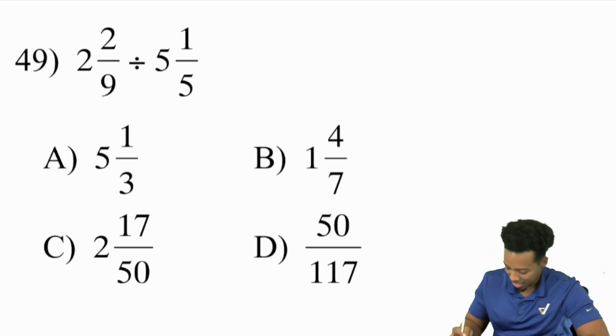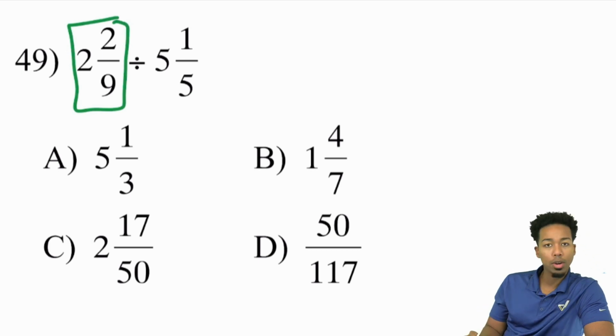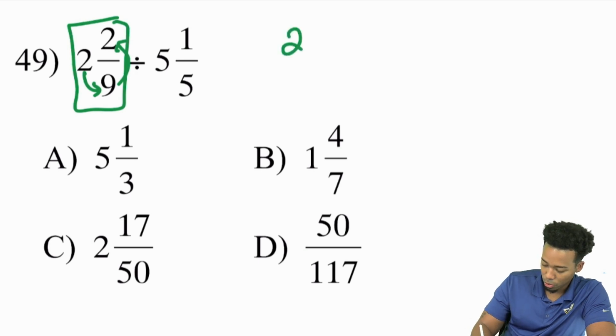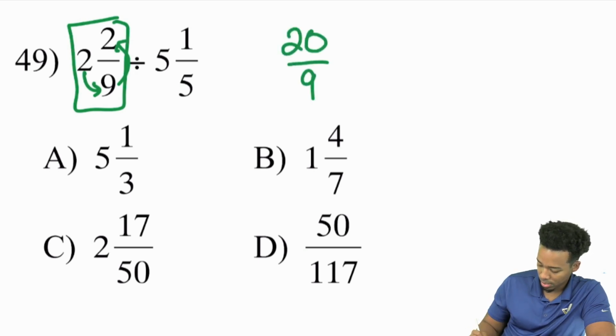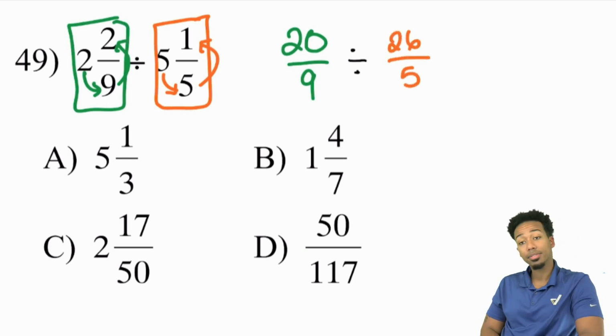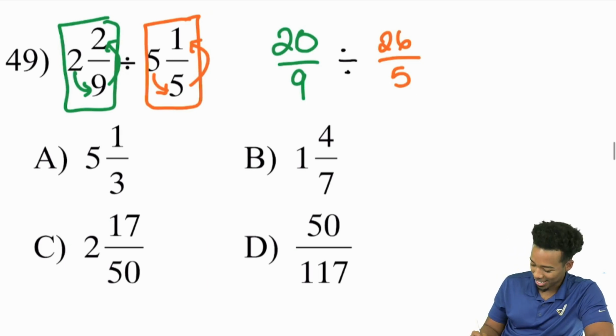Here we go. So first of all, I'm going to go ahead and start here. So 2 and 2/9, 2 times 9 is going to be 18. Add the 2 is 20. So what we have here is 20 over 9 divided by, and then we'll take care of here, 5 and 1/5. 5 times 5 is 25. Add the 1 is 26. 26 over 5. So there we are. Now we'll perform our keep, change, flip, and we're good. So let's get to work.